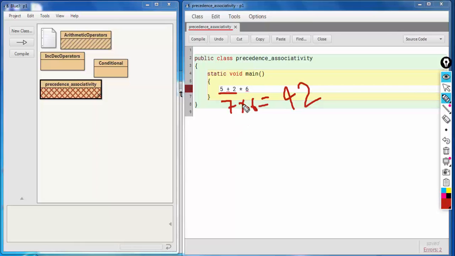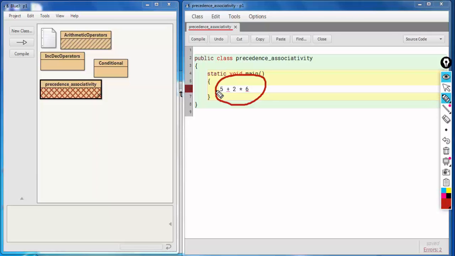The other result can be this: instead of adding 5 and 2 first, if I multiply 2 and 6, 2 into 6 is 12, and 12 plus 5 is 17. So you can see there is an ocean of difference between both answers. The first one is 42 and the second one is 17. Obviously both cannot be correct. Only one of the answers can be right according to the rules of mathematics.